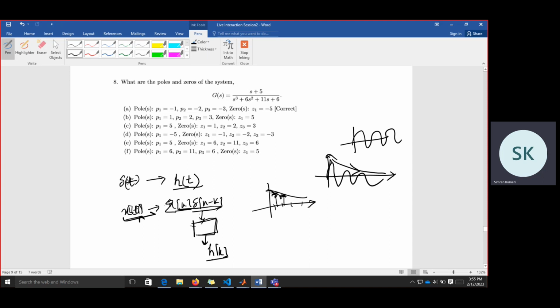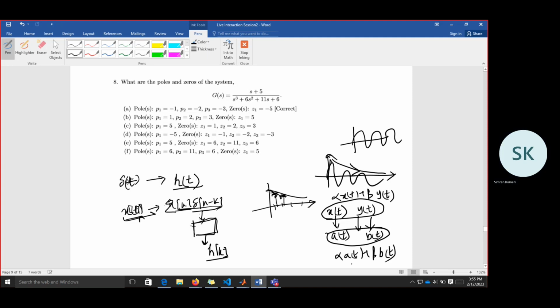Now this is a linear system, so the output will also be a weighted sum, because we know from linear systems that if x(t) is one signal and y(t) is another signal, and the outputs are a(t) and b(t) respectively, then any linear combination of the inputs gives the same linear combination of the outputs. So alpha x(t) plus beta y(t), if given to a linear system, will have output alpha a(t) plus beta b(t). So once we know the response to the unit impulse, we can find the response to this one.